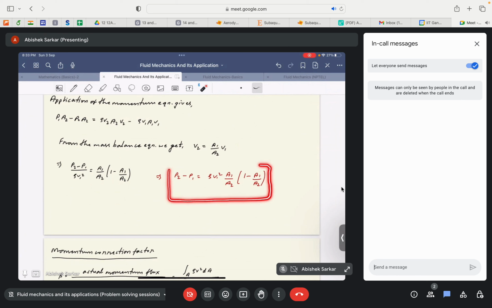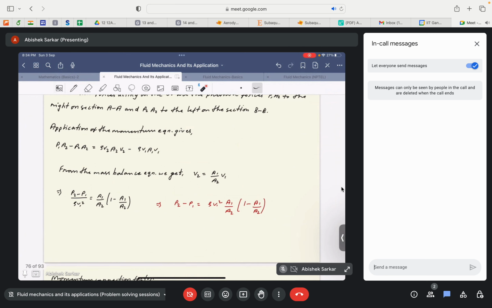I'm sorry, I'll just look back into what this expression essentially tells us. Let me try to evaluate it myself, maybe I will get an idea if I have made some mistake in the derivation. So if I write P1 minus P2.